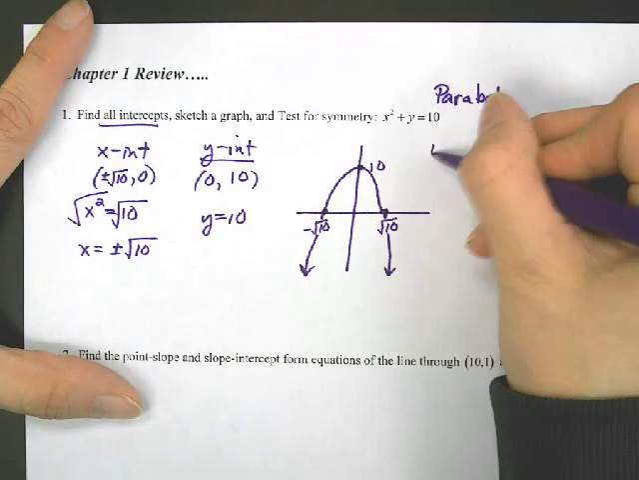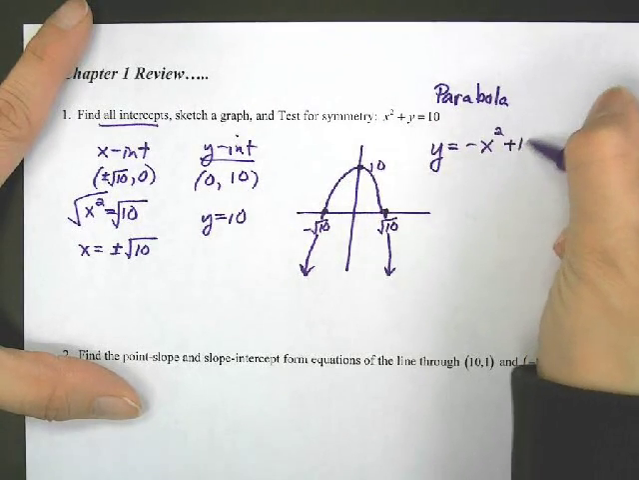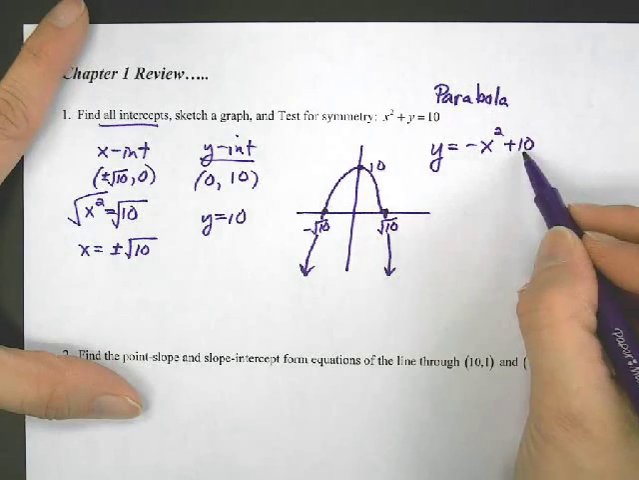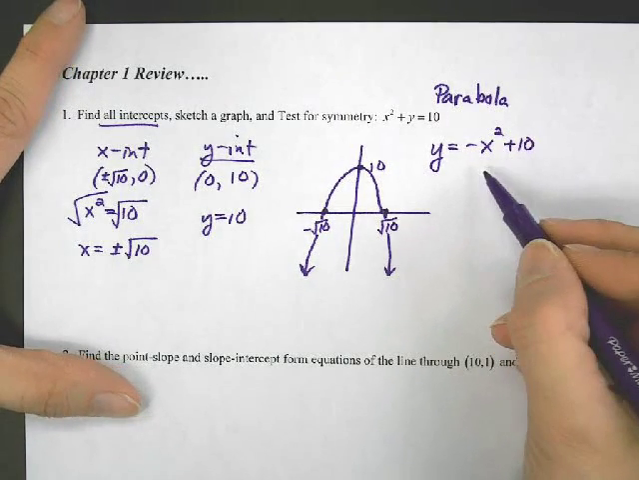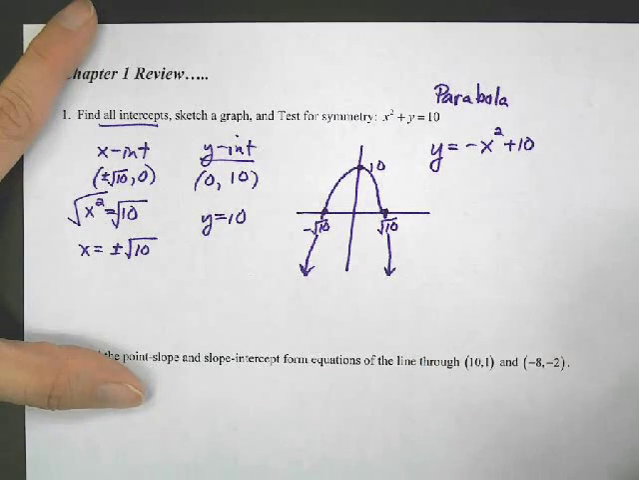If I go ahead and take a look at this equation right here, I probably would move the x squared to the other side. That's why the parabola opens down, shifted 10 units up. So take some of your Chapter 2 and 3 knowledge and make sure that what you have here makes sense.